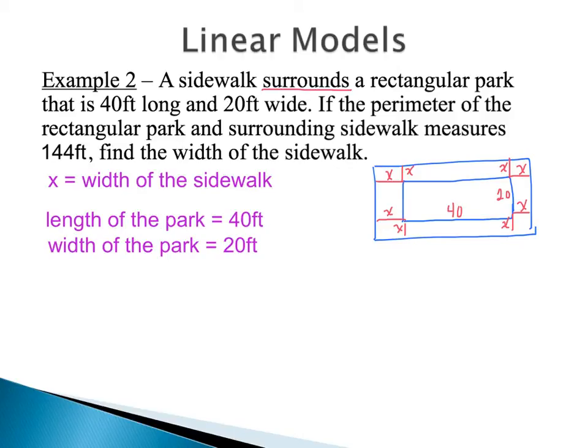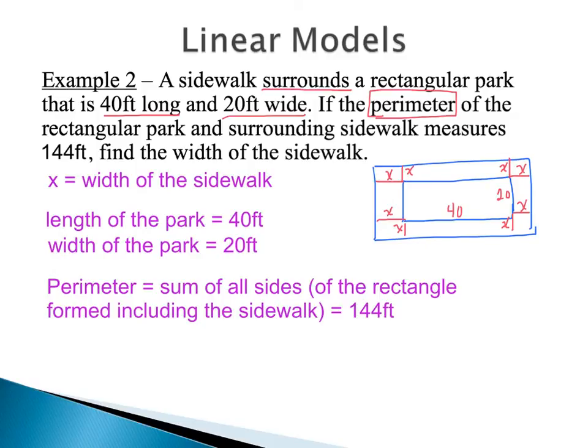Now, another key piece of information, besides the 40 feet long and 20 feet wide, is that the perimeter of the rectangular park and surrounding sidewalk measures 144 feet. But perimeter, you need to remember, means that we're adding up all of the sides of the rectangle formed, including the sidewalk. So what we're talking about would be this length down here, and this width up here. It's important to understand that we're going to need to figure out what that length and that width are in order to move forward with the problem.